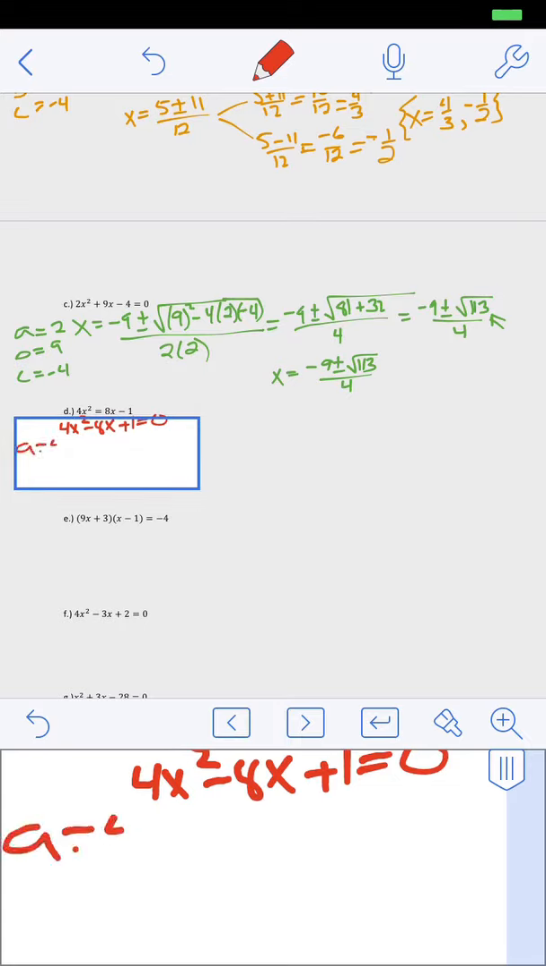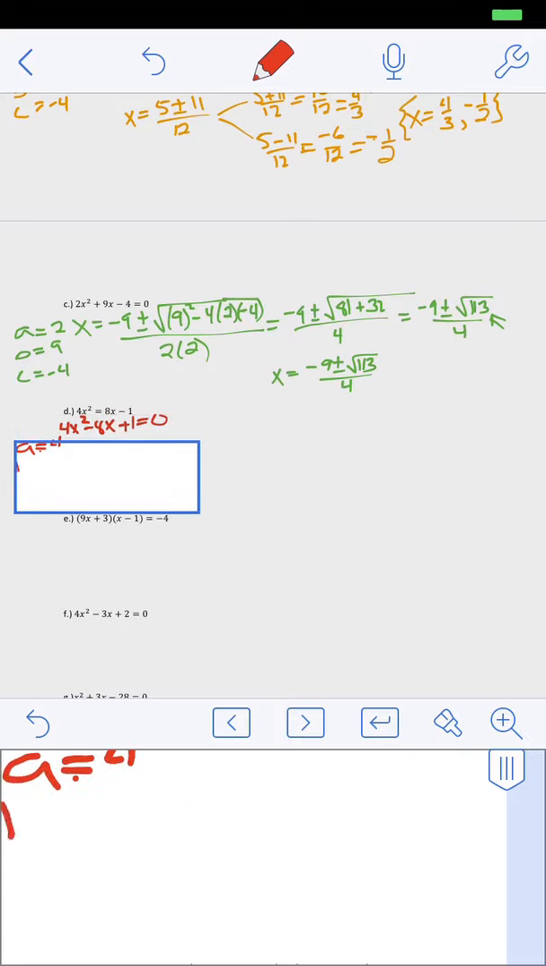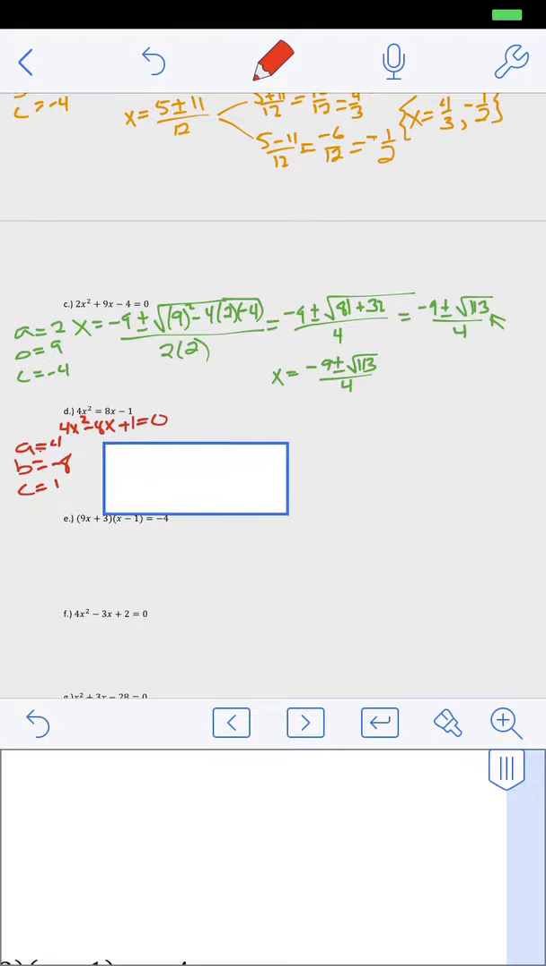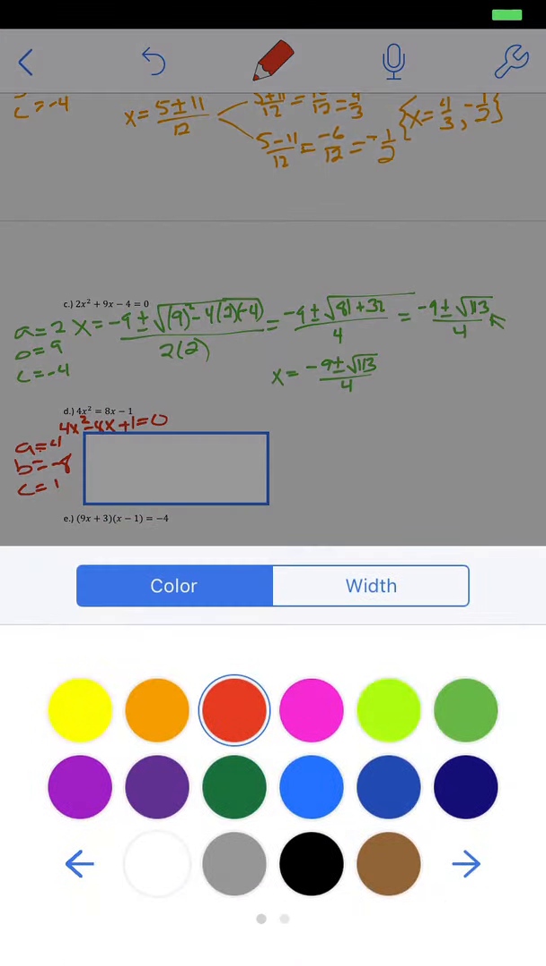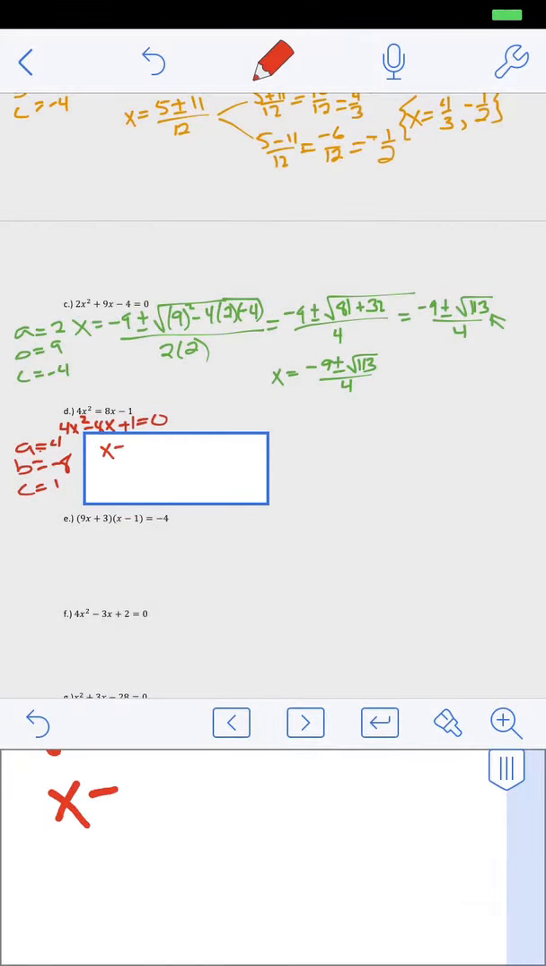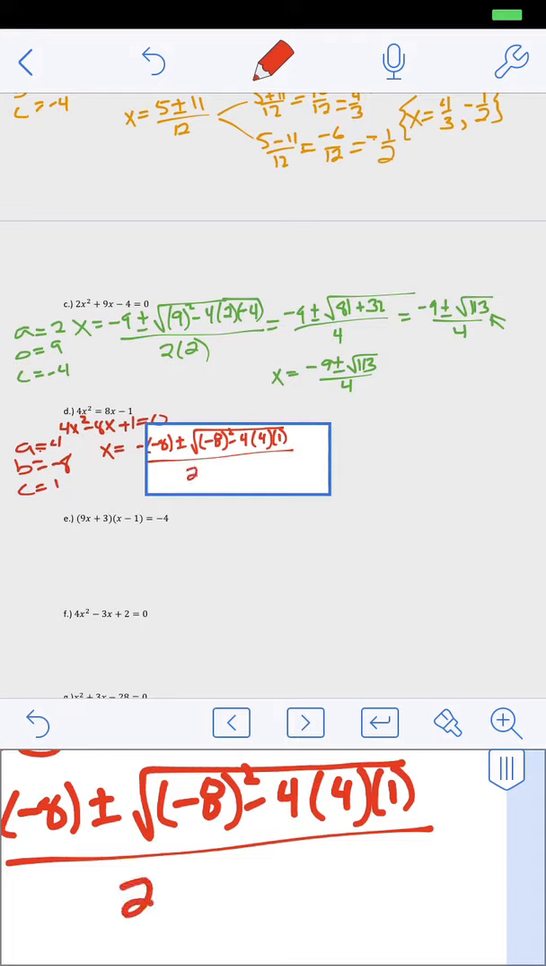All right, a is equal to 4. B is equal to negative 8, and C is equal to positive 1. All right, I'll plug them in. X is equal to minus negative 8 plus or minus the square root of b squared, so negative 8 squared, minus 4 times 1, all over 2 times 4.